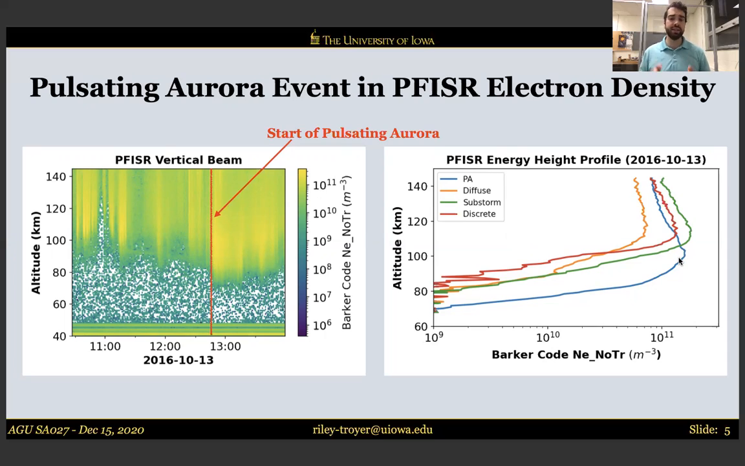If we take this data and average it for periods of different types of aurora on this night, you get the figure on the right, where we can really see how different pulsating aurora is from other types of aurora. Pulsating aurora is the blue bottom line, where the peak in density is significantly lower, indicating again that higher energy particles are precipitating at these times.